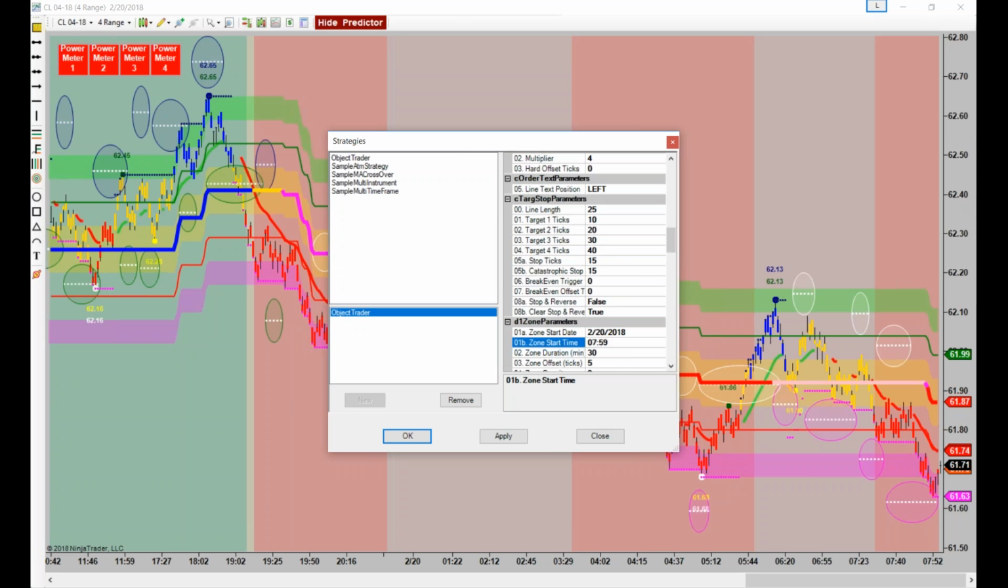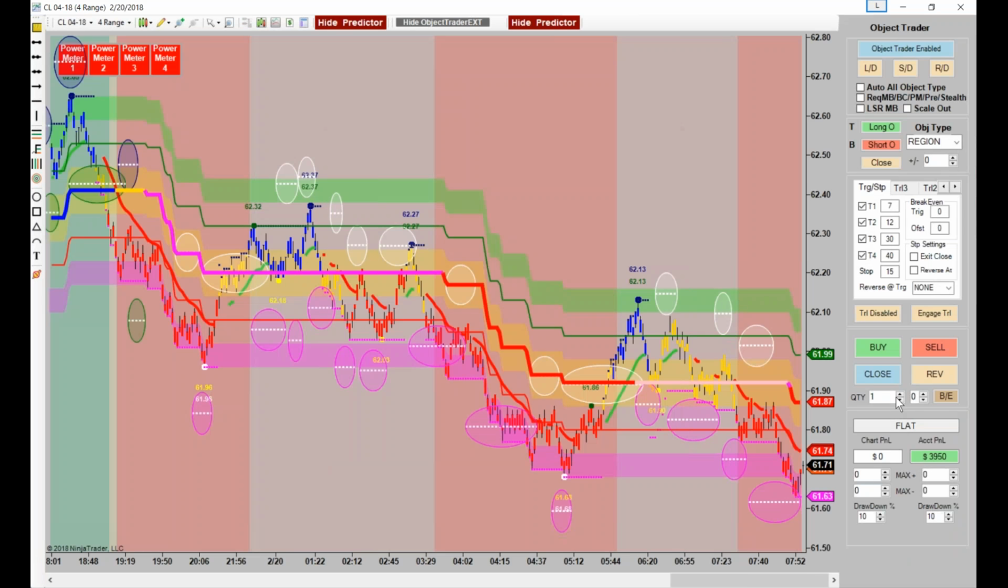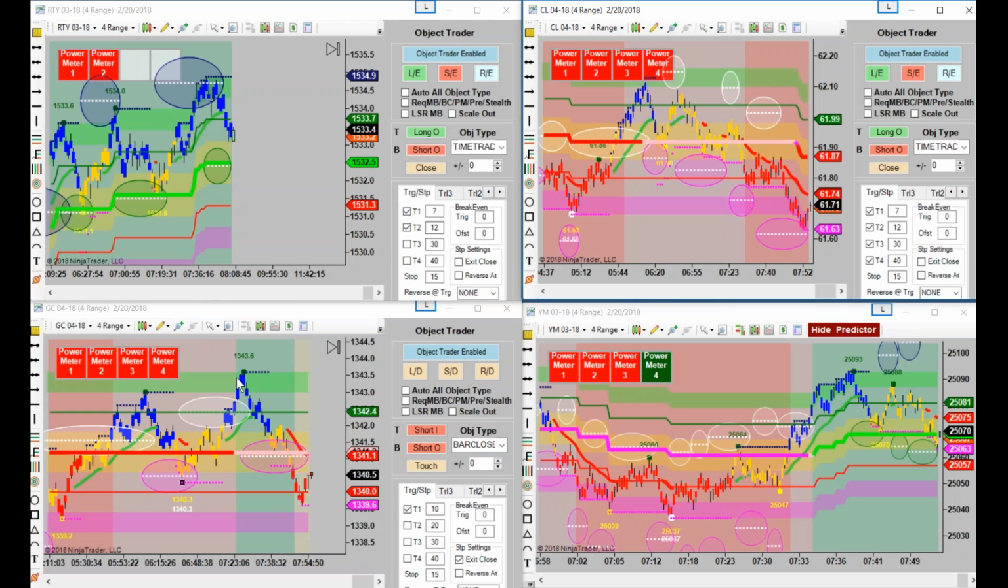We're going to set it. We can even set our targets, by the way. Let's just do 7 and 12 just for the fun of it. And we're going to do 3 contracts on it. Set time trader. And then we're going to do the same thing over here.